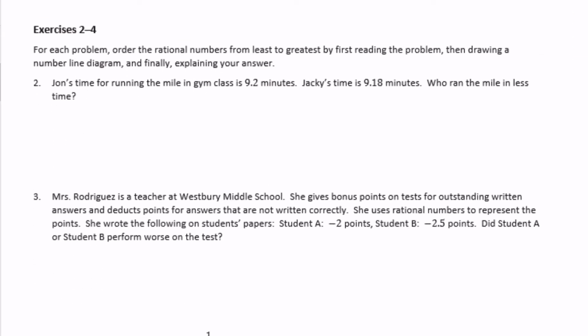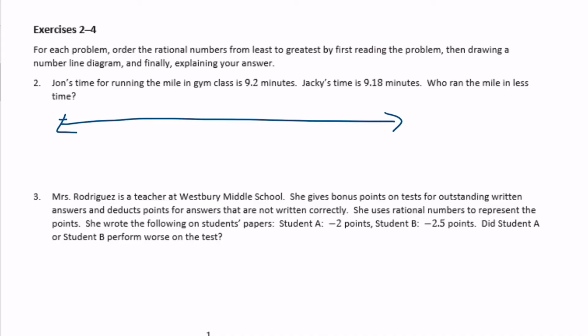Exercises 2 through 4. For each problem, order the rational numbers from least to greatest by first reading the problem, then drawing a number line diagram, and finally explaining your answer. So we're going to read, draw, and then explain. Number 2, John's time for running the mile in gym class is 9 and 2/10 minutes. Jackie's time is 9 and 18/100 minutes. Who ran the mile in less time?